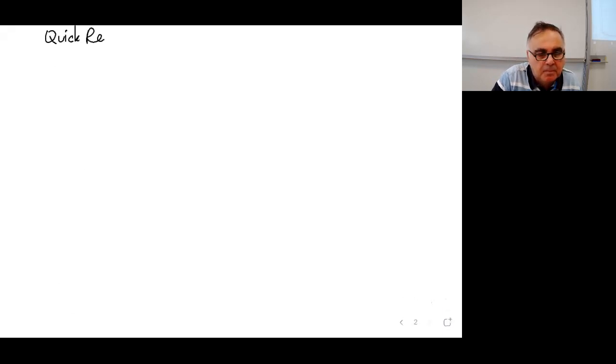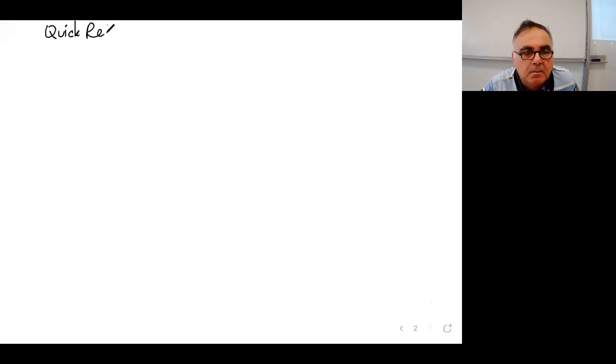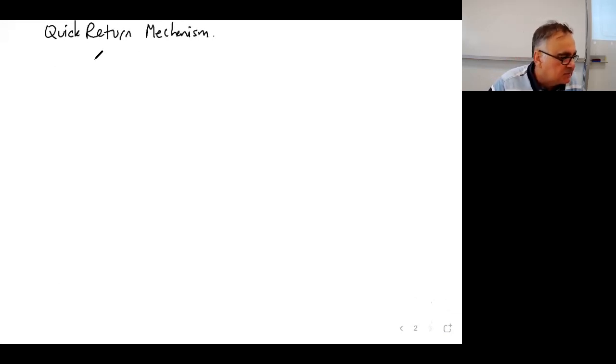Again, the sequential solution. This will be something we have seen, the quick return mechanism. We will try to analyze this sequentially. Let me try to draw lines.